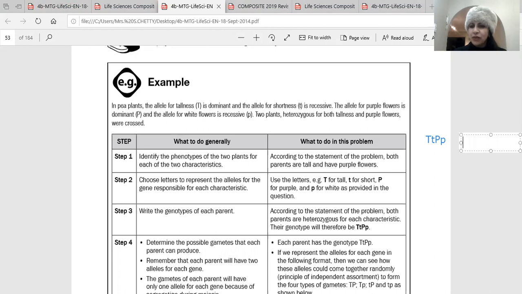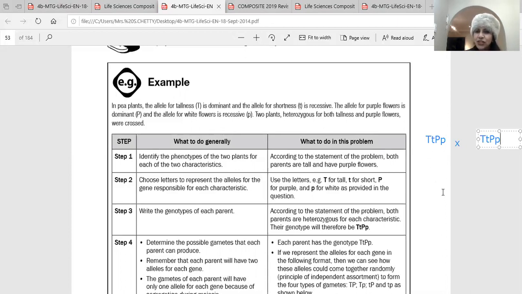And cross what? Because I want to have both parents, isn't it? So both of them as the parents. So capital T, small t, capital P, small p, cross. What's the other parent looking like? Both of them are heterozygous. There we go. That's what my parents look like. And then I'm going to try and work out the gametes from each one, isn't it?